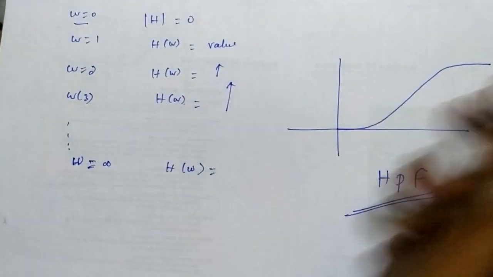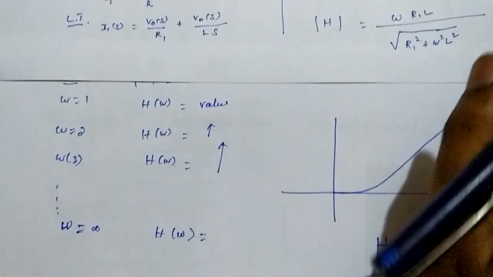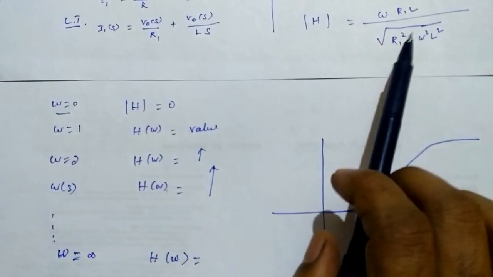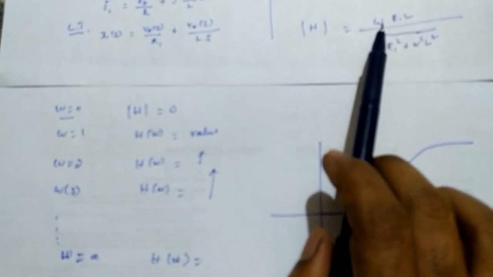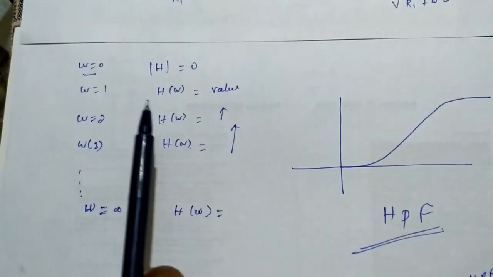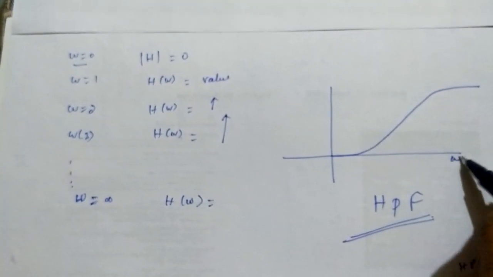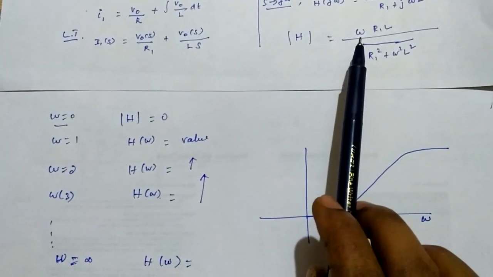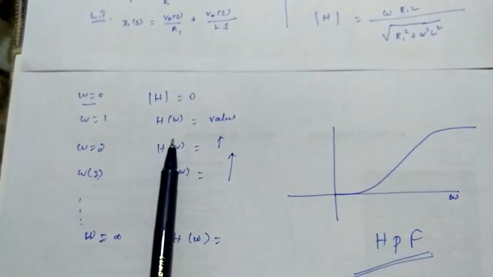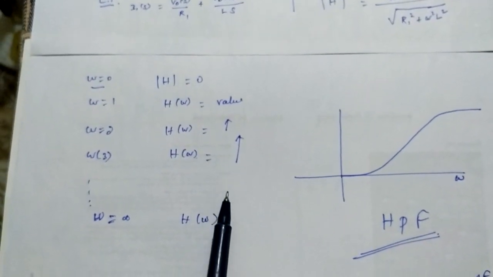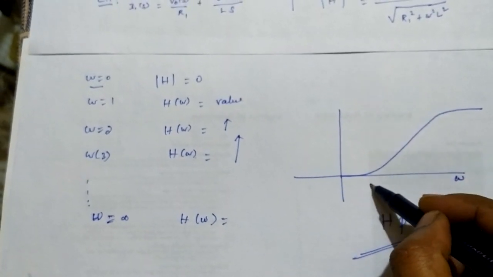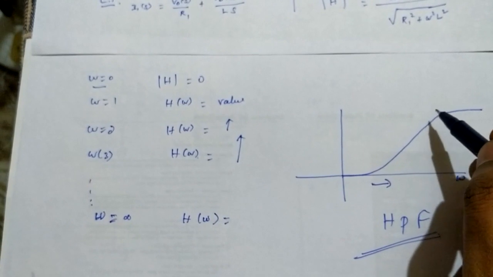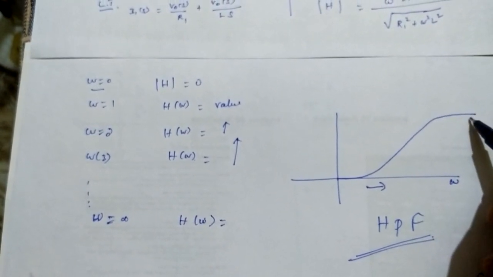Now in this equation, when you substitute omega value as 0, the magnitude is 0. When the omega value increases in this equation, the magnitude also gradually increases. At one point it will become stable.